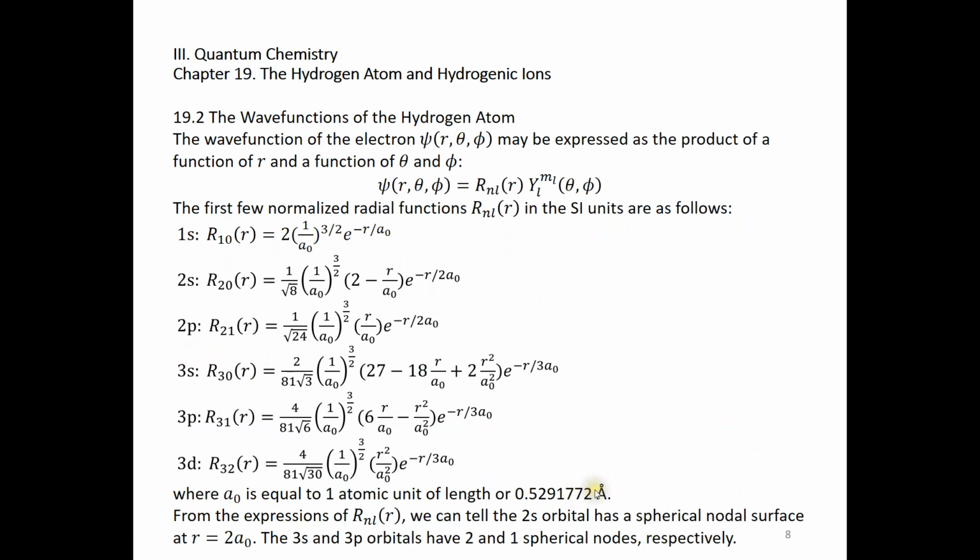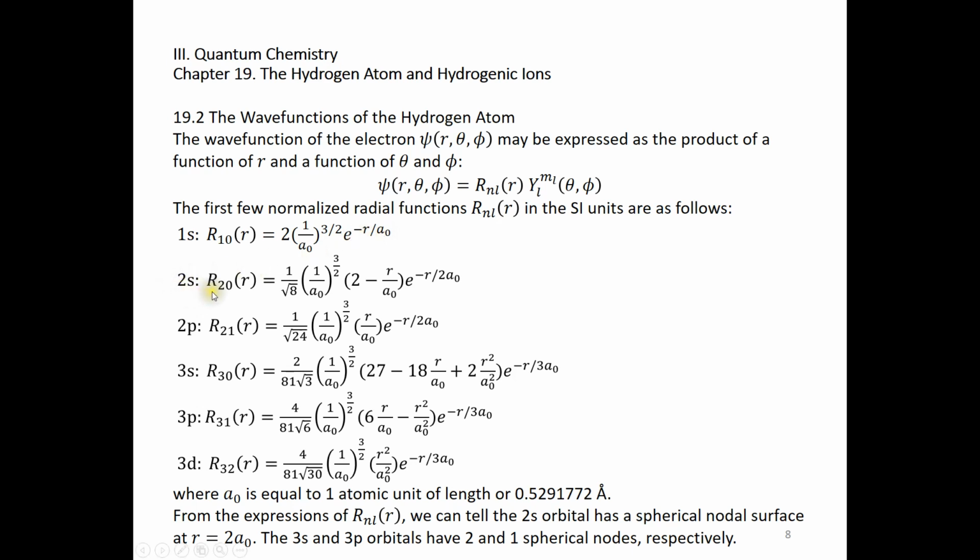Now let's look at the wave function of the electron. It's always a product of the radial function of the radius and the angular function of theta and phi. Now let's look at a few radial functions. For example, the 1s orbital, we have n equals 1, l equals 0, and this is the function, a normalization constant times e to the power of negative r over a naught. A naught is one atomic unit of length. A naught equals 0.529 angstroms.